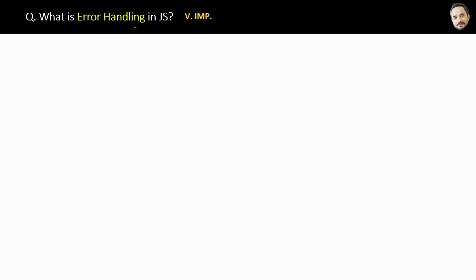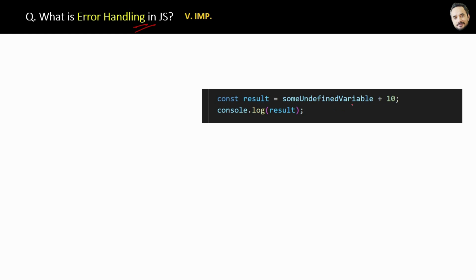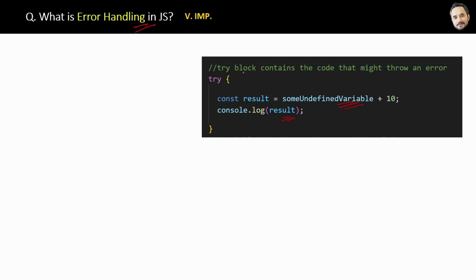What is error handling in JavaScript? Very important concept in JavaScript. Suppose you have a piece of code in your JavaScript program. Here you know this variable is not defined and it will definitely give some error. Now you want to handle and manage that error. Or you can say you want to show a proper error message and log the error in the console or the logs properly. For that purpose, we use error handling in JavaScript.